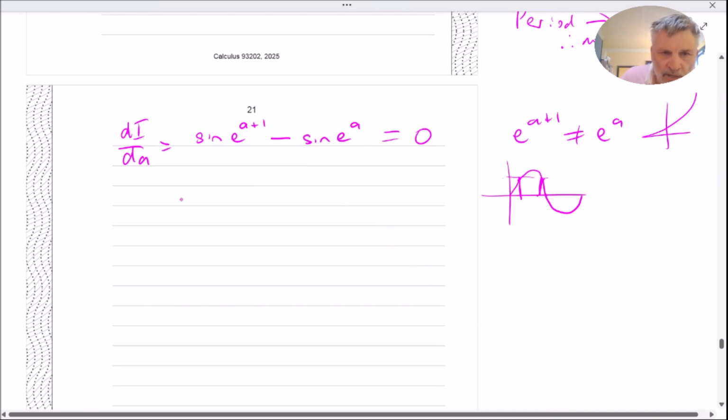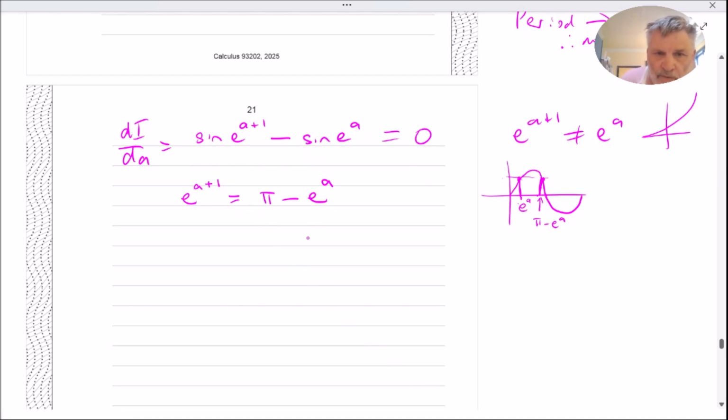So we want e to the A plus 1 to be equal to pi minus e to the power of A. So we've got this value here is e to the power of A, and this value here is pi minus e to the power of A. And when you've got those there, we get the same function value when we take the sine of these two things.